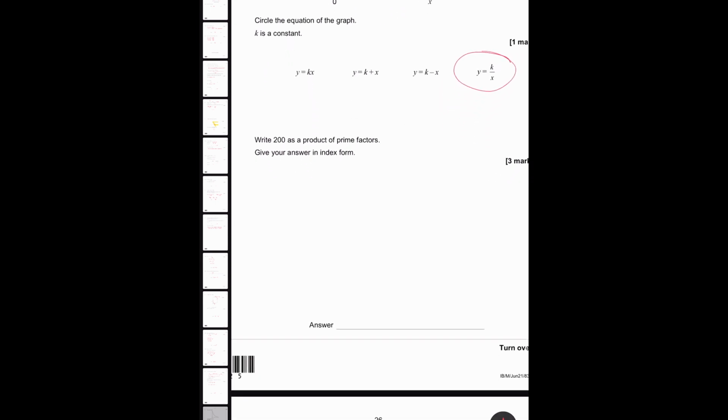Question 30 is asking us to write 200 as a product of its prime factors. When it comes to questions like this, I always start by dividing by 2. 2 goes into 200 100 times. 2 is prime, so we circle it. 2 goes into 100 50 times. 2 goes into 50 25 times. 2 does not go into 25, but 5 does, 5 times.